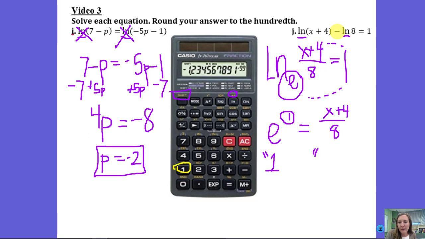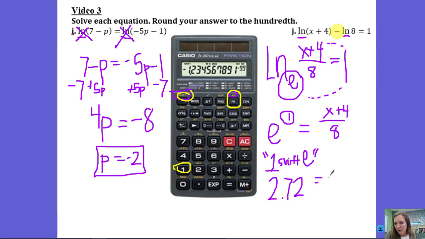Then I'm going to come over and I'm going to type in the e. To get to the e, you have to hit the shift button. And then you're going to hit the ln button, and that's going to pop up the e. Because the e is in yellow, that means we have to hit the shift button so that we can get that e. So we'll hit the 1 first, the shift button next, the ln button after that, so we can get that e. And when you type that in, let me grab my calculator really quick. We hit the 1, we hit the shift, we hit the natural log button. You should get the number 2.718. So I'm going to round that to 2.72.